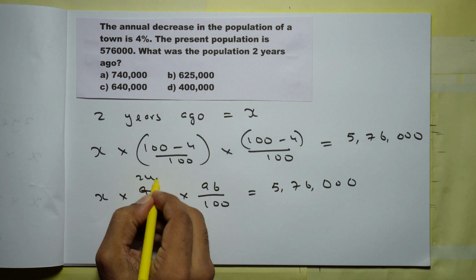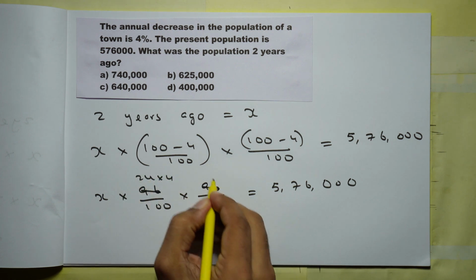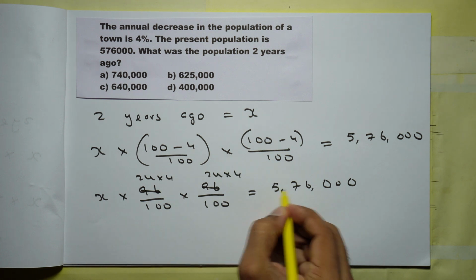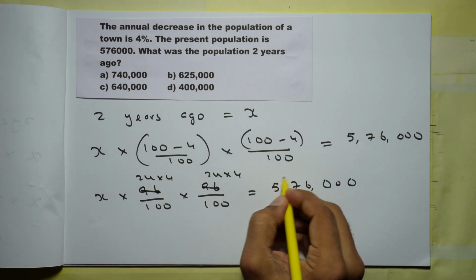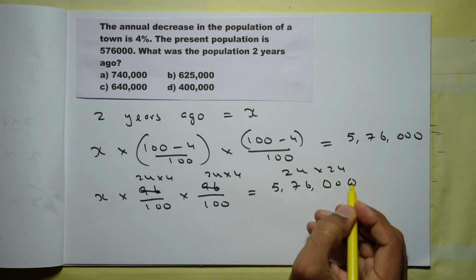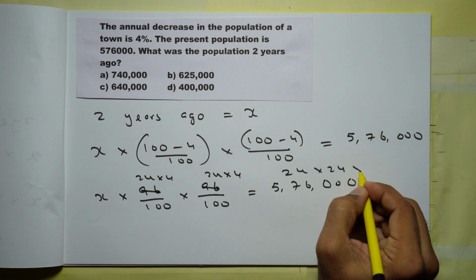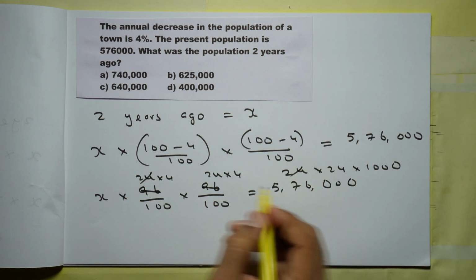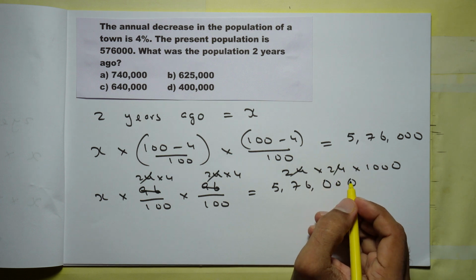96 is 24 into 4. Now 576 is 24 into 24. So 5,76,000 can be written as 24 into 24, that is 24 square into 1000. This 24 I'll cancel here, and this 24 also I'll cancel here.